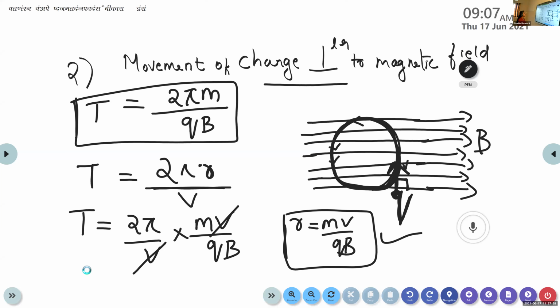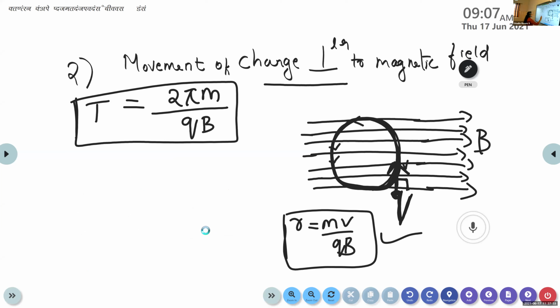So if we know the time period, we can calculate the frequency of the motion of this charged particle. The frequency F is the reciprocal of time period, that is F is equal to 1 by T. So here we calculated the time required by the charged particle to complete one circular motion. If we know the time period, then we can calculate the frequency of the charged particle.